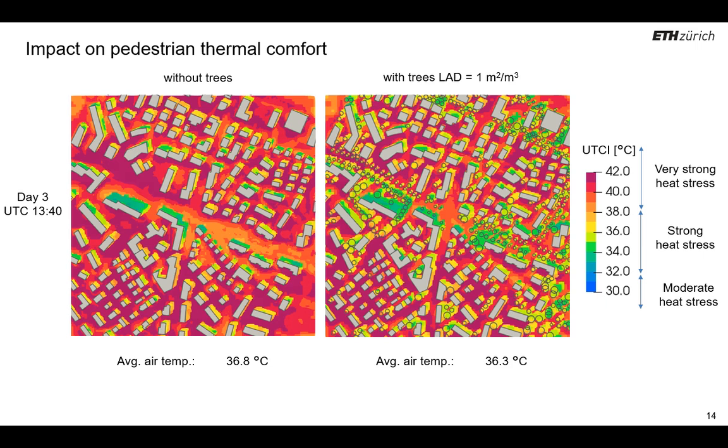On this day, for a large part of the day we have very strong heat stress, which can be reduced a little bit. The average temperature there is 36 degrees, and the UTCI values are a little bit lower than that, but still relatively high.